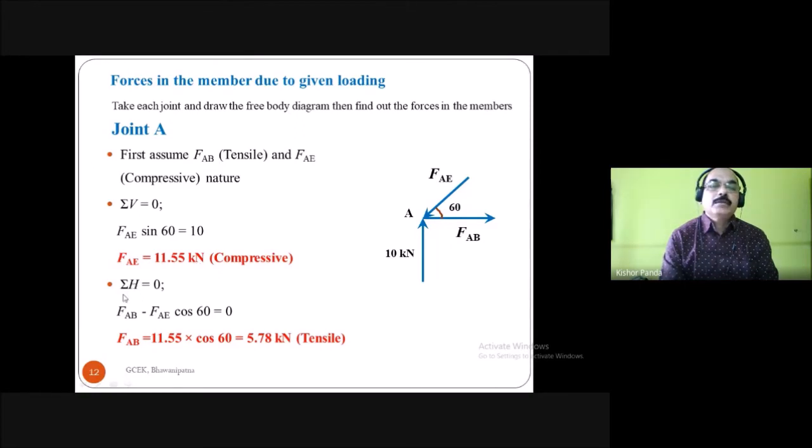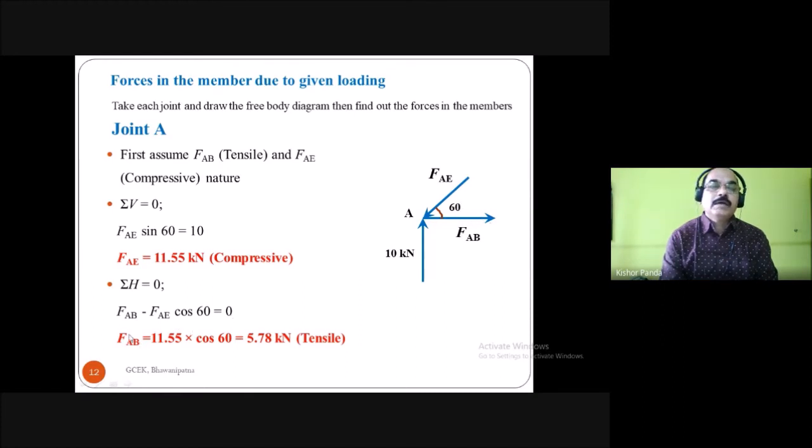Then you take the summation of horizontal force is equal to 0. Here you see, this is one horizontal force, and you take the component of this force in the horizontal direction. What is the component of this force in the horizontal direction? This is FAE cos 60. This arrow mark is right side, and this arrow mark is left side. So FAB minus FAE cos 60 is equal to 0.